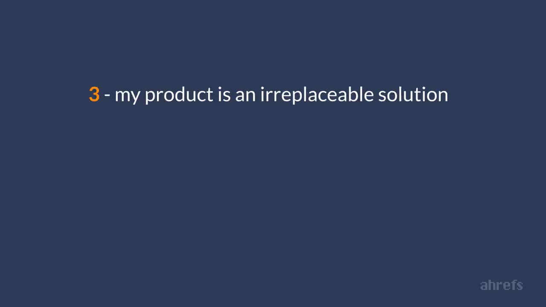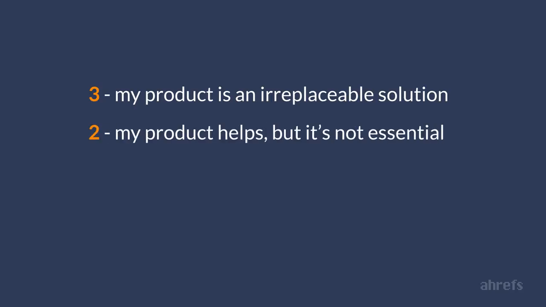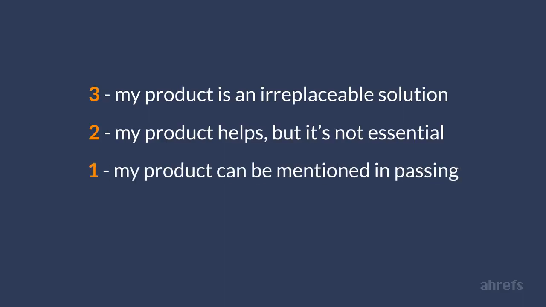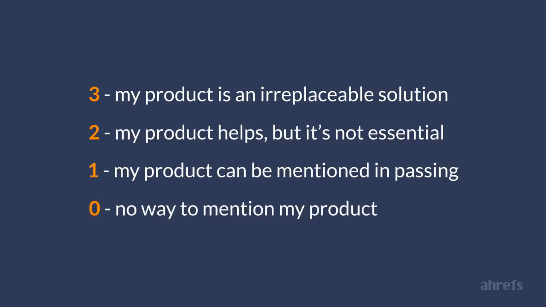I usually give my content ideas a score from 0 to 3, where 3 means that my product or service is an absolutely irreplaceable solution for a target search query, which leads to an easy sell. 2 means that my business will help people with what they are searching for, but it's not essential in solving their search query. 1 means that my business can only be mentioned in passing, because the search query is only slightly related to what I sell. And 0 means that there's not even a chance to squeeze a single mention of my business into the article.